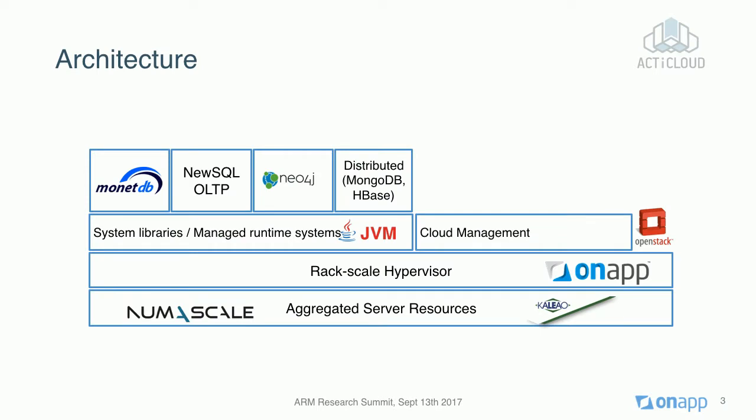So as I mentioned, this shows for the ActiCloud project the relationship between the different partners working on this project. As I say, there's the two hardware partners who are providing the different types of aggregated server resources at the bottom end. ONAP focusing around the multi-tenancy layer, and then we have various application use case providers as well at the top.